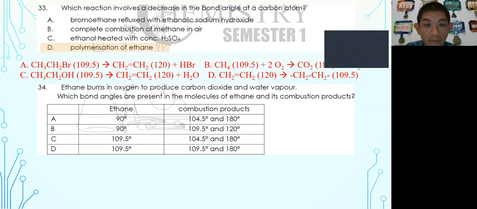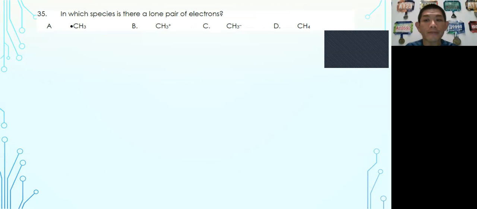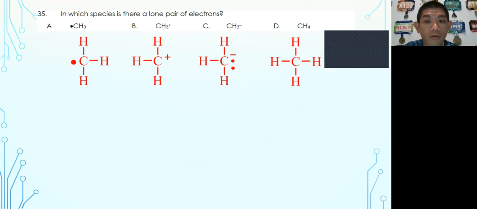Then 34, ethane burns in oxygen to produce carbon dioxide. Which bond angle represents molecules of ethane and products formed? So in here, this is ethane. Ethane has 109.5, sp3 hybridized. CO2 is linear, 180, while H2O is a bent shape, 104.5. So the best answer in here is C. Okay, last but not least, in which species is there a lone pair electron? So I'm going to show you how all this structure looks like, and it is clearly obvious that the best answer in here is C.